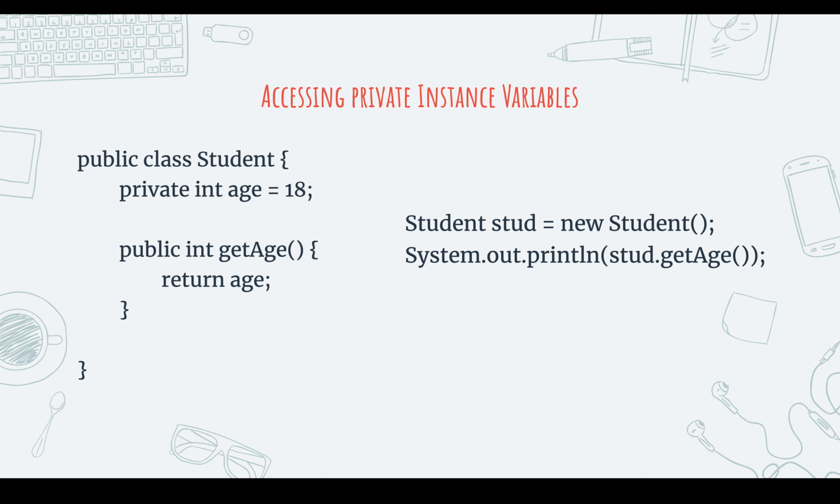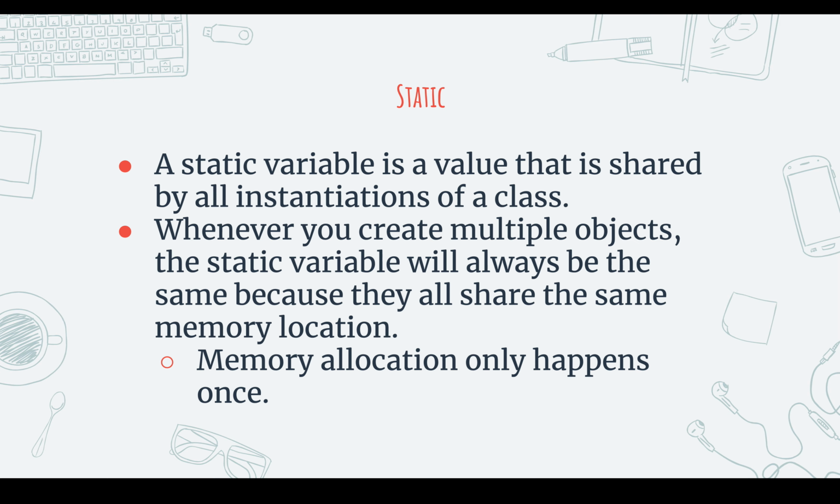And I'll tell you the syntax of the getter methods in the next video, but understand this. This is a method that allows us to access an instance variable. Now, static is interesting. A static variable is a value that is shared by all instantiations of a class. And whenever you create multiple objects, the static variable will always be the same, because they all share the same memory location. And the memory allocation only happens once.